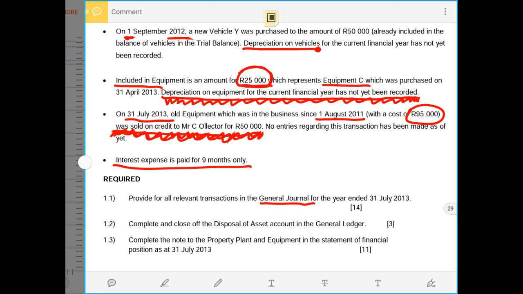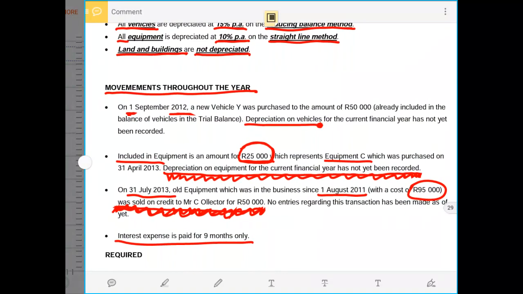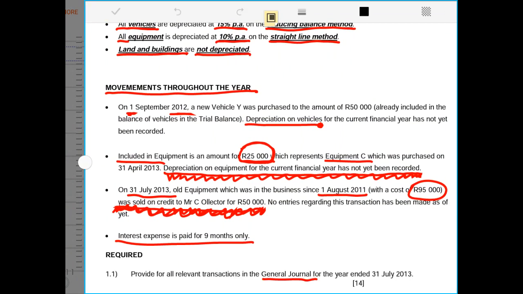So now I will just start with my ledger accounts. I will do the ledger account for vehicles. Then I'll do the ledger account for accumulated depreciation on vehicles. Then after, I will stop there because motor vehicles were not disposed. Then after, I'll take the same information and we'll transfer that into the general journal.